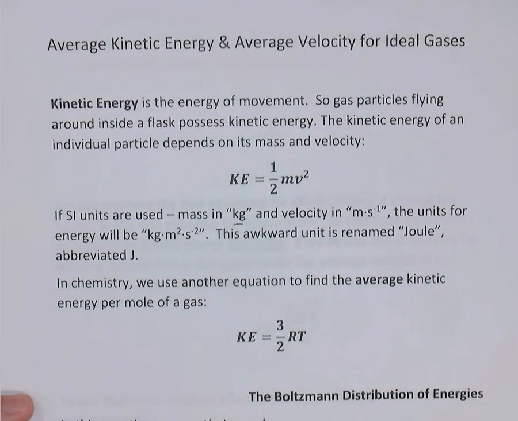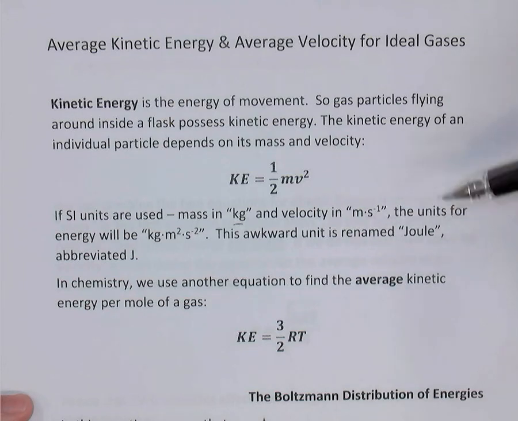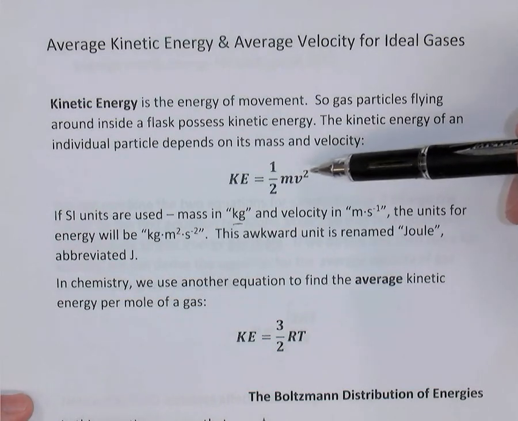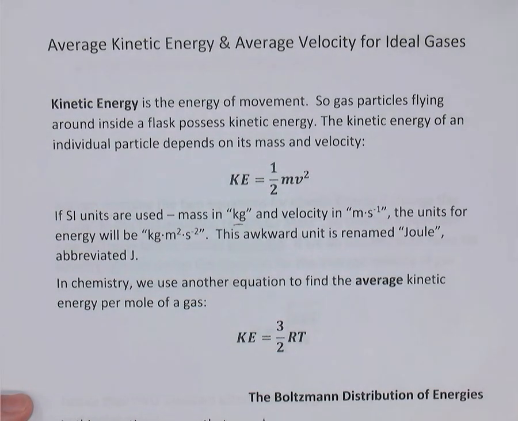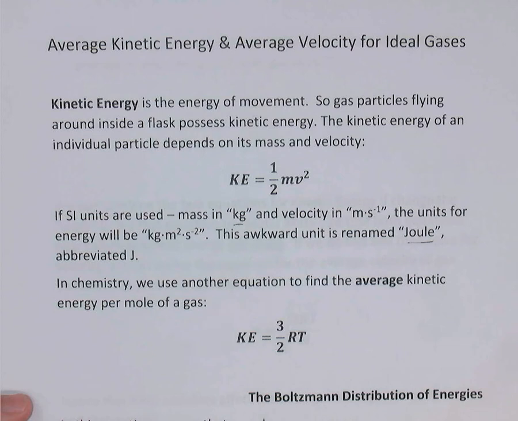Now, in terms of units, the mass of the object has to be expressed in kilograms if we're going to use SI units, the International System of Units. The velocity has to be expressed as meters per second. When you do that, you'll get kinetic energy. If you look at mass times velocity squared, you'll get units of kilograms meters squared per second squared. That's quite a mouthful to have to say all the time, so instead, that has been replaced with a unit called the joule, abbreviated with just a capital J. 1 joule is 1 kilogram meter squared per second squared.